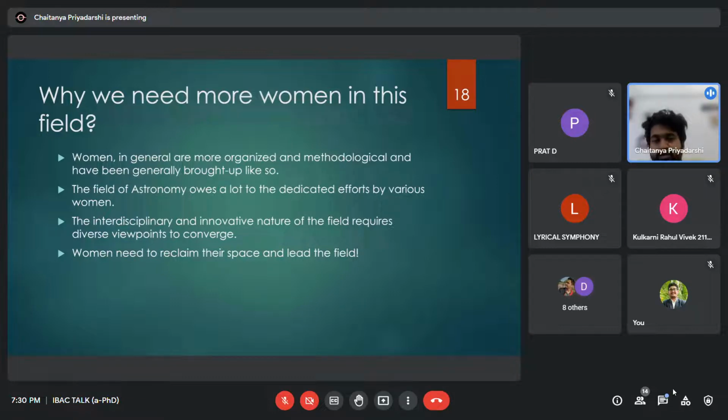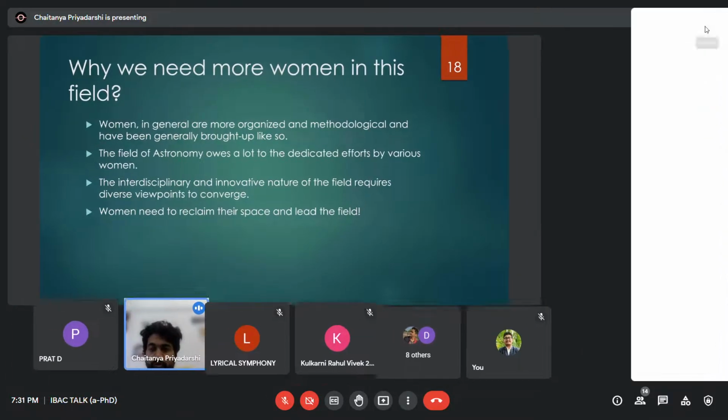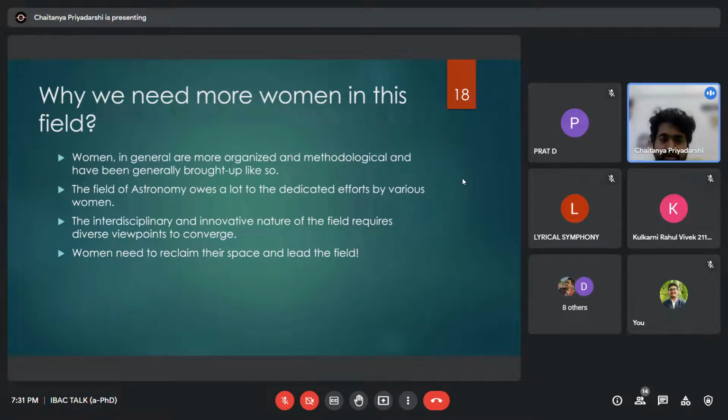Now, this field of astronomy owes a lot to the dedicated efforts of various women. I didn't have time to go through everyone. It would probably take another hour or so to just mention that. But it's a very well documented fact that it's the case. And because of the very interdisciplinary and innovative nature of this field, it requires various diverse viewpoints to converge together so that we can make quick and correct physics based on the observations. And well, basically, women just need to reclaim their space and lead this field. So that's just my take on this. As a man, I cannot say more on this, but let's hope it comes true.